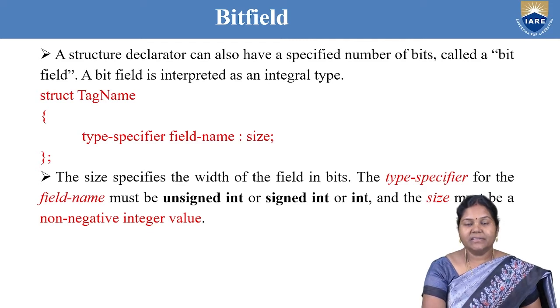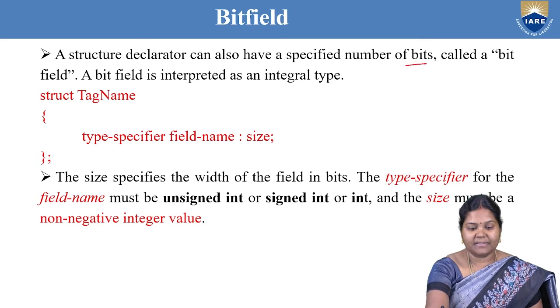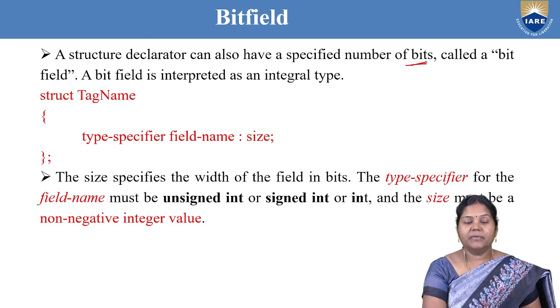Now, the next concept is called bit field. What is the use of bit field? The bit field concept is used in structures where every structure member can be initialized or can be indicated with the number of bits they need. So this concept is generally used to save memory. Now, a structure declarator can have a specified number of bits called the bit fields. So normally the bit fields are interpreted as an integral type.